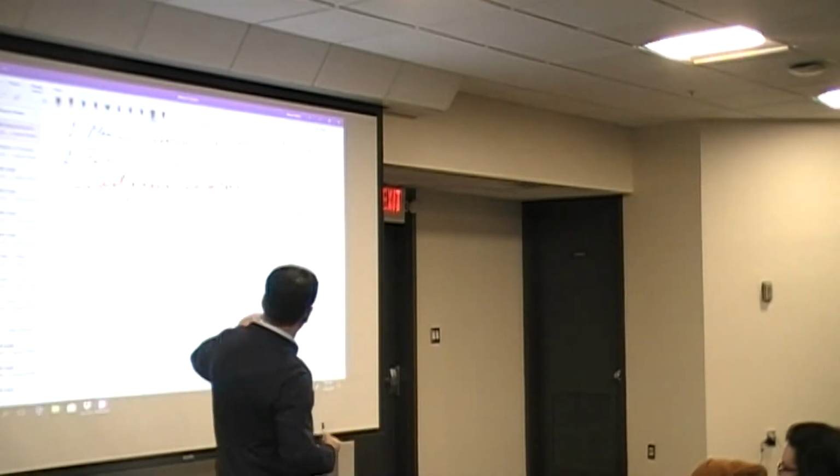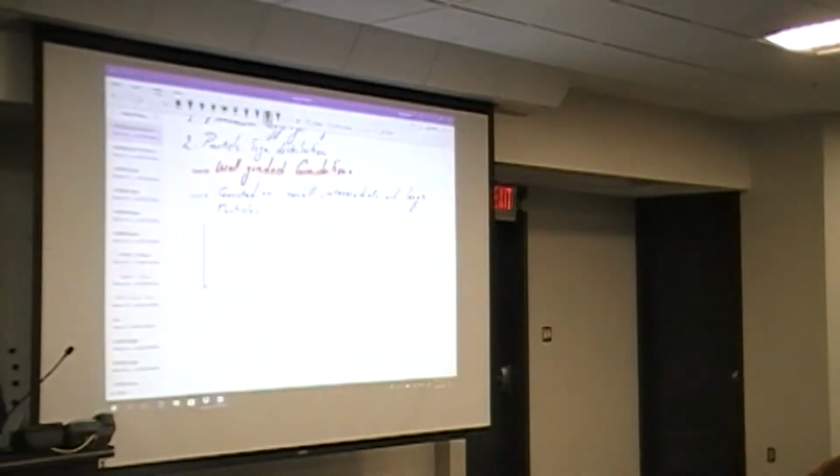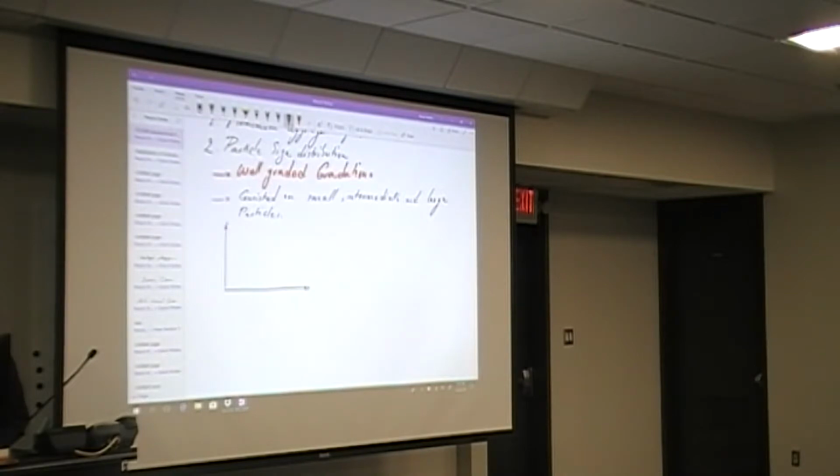So we have well-graded gradations. Let's take a look at how that would work. Let's plot the histogram of that. What was the histogram from your statistics? Too long ago?